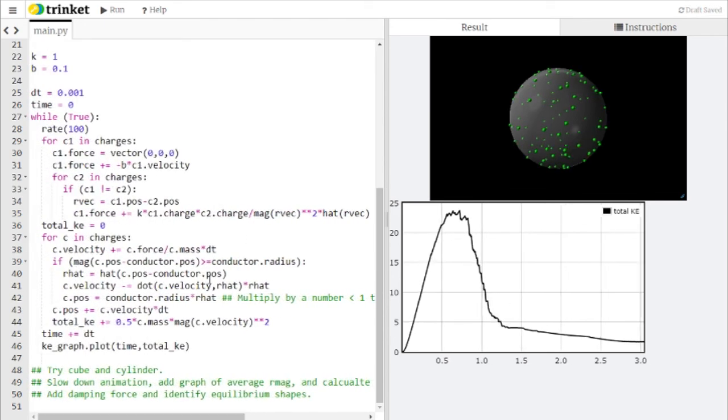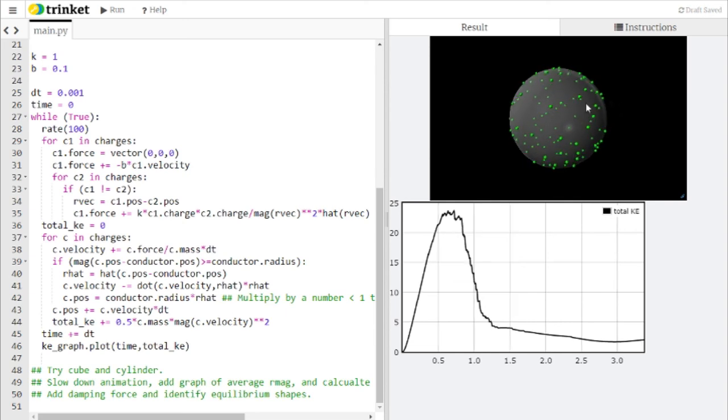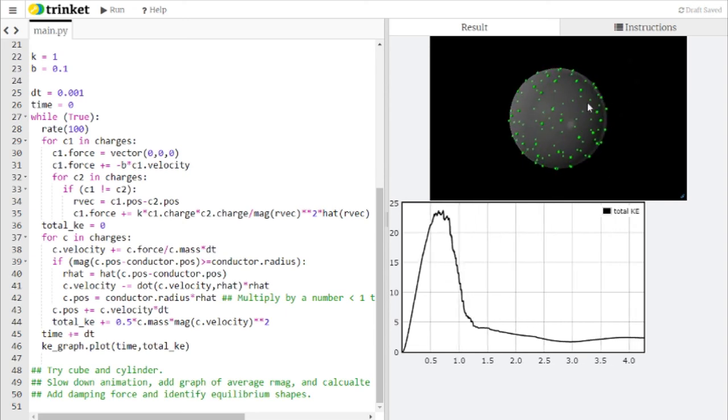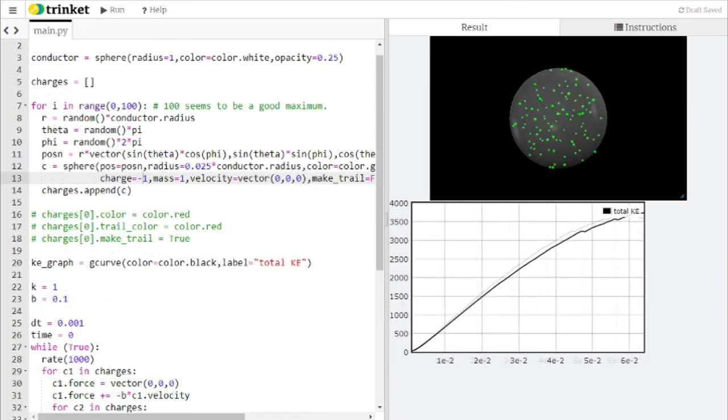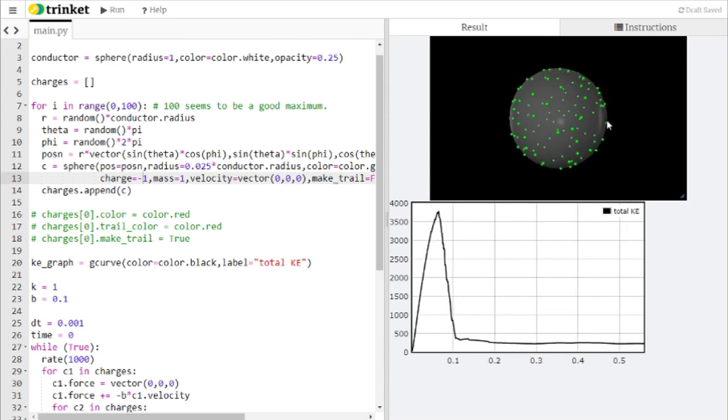And then another thing you can do, you can apply a damping force and look at how these things end up distributing themselves in equilibrium. So like if you make 20 of these charges, they should distribute themselves into a regular icosahedron, otherwise known as a D20. So anyway, I hope that's a useful illustration to you of how charge behaves in a conductor.